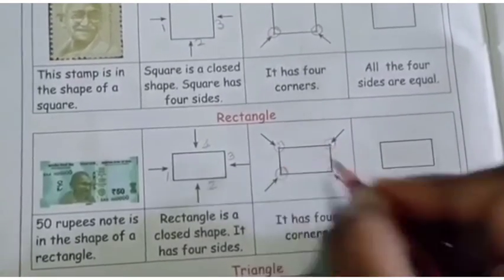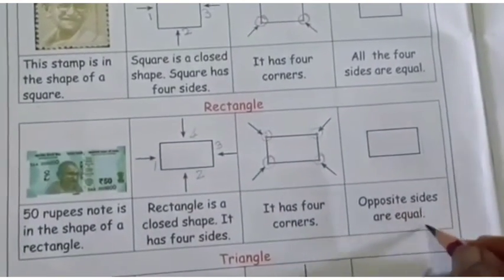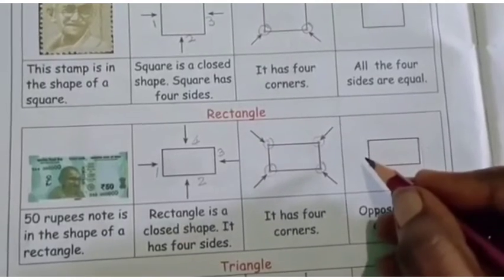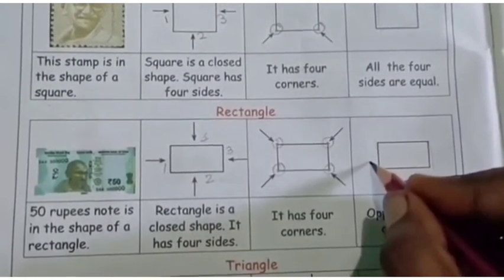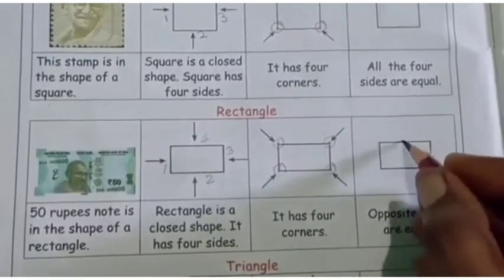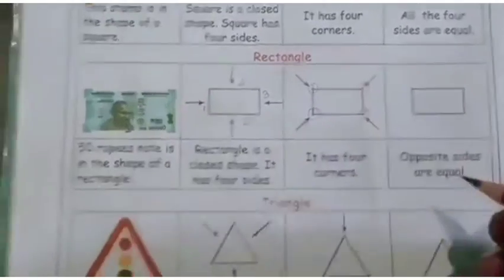It has 4 corners. This is a corner, okay? Rectangle has 4 corners. In a rectangle, opposite sides are equal. Look at this. These are the opposite sides. These are equal, okay? Opposite sides are equal.